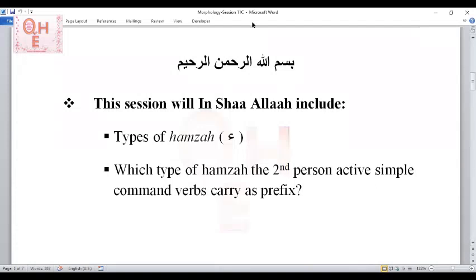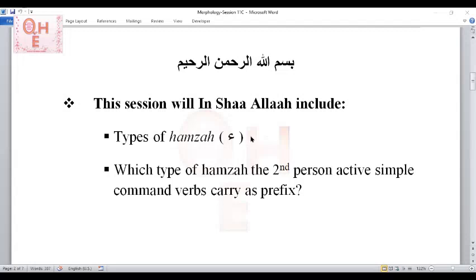In this session, inshallah, we are going to learn about the types of Hamzah. Remember in the last few sessions regarding command verbs, what we saw? We saw that command verbs carry two kinds of prefixes. One is lam kasra and the other is hamza. And hamza is specific to second person active command verbs.